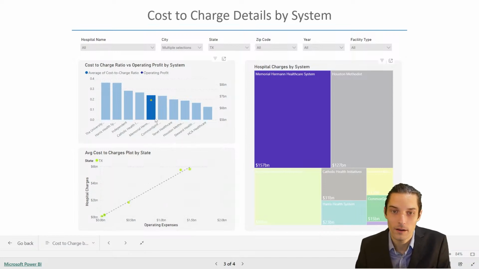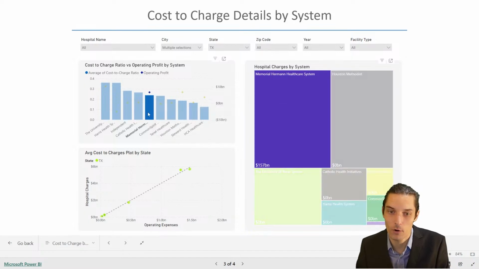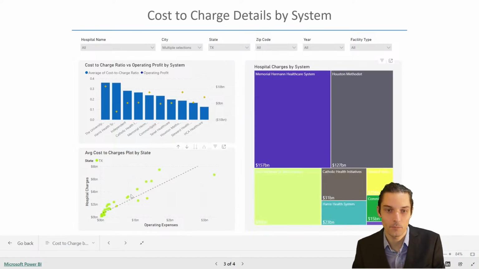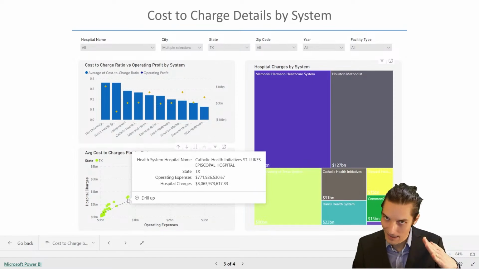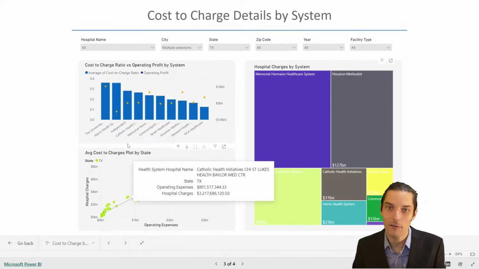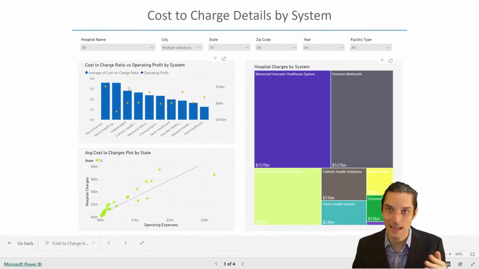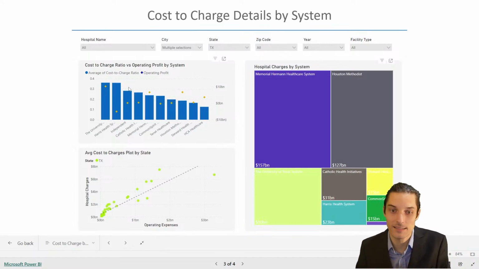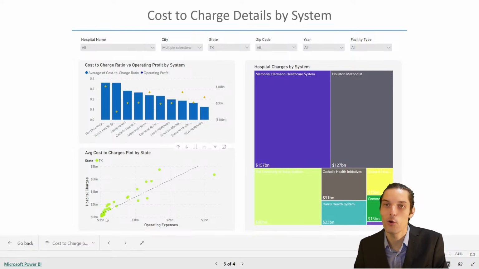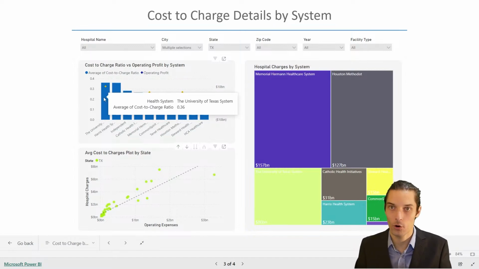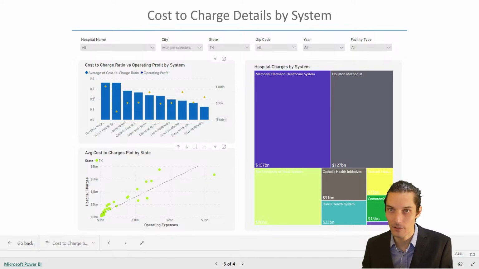What I will note about Texas versus California is that the cost to charge ratio trend is a lot steeper than California. California's cost to charge ratio, at least LA, is not as steep as it is in Texas. What this means is that if you have a steeper line, then you have more charges relative to your costs. And so in Texas, and specifically Houston, I would want to have higher negotiating power in order to negotiate downward versus if I lived in LA where that trend isn't as steep.